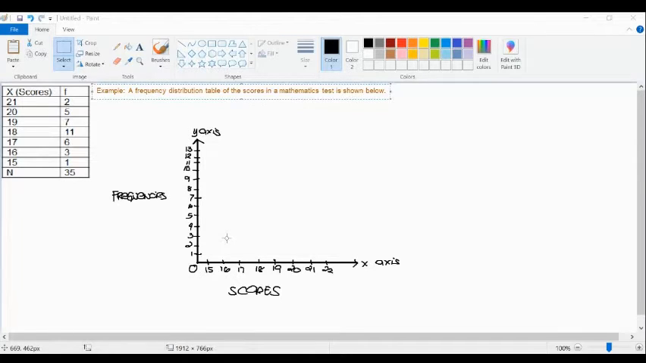So, we're going to construct a frequency polygon. How do we do that? Let's create x and y axes, where x will indicate your scores, and the y axis is your frequency. So for the first one, we have the score of 21 that has a frequency of 2. So we're going to locate it in our graph.